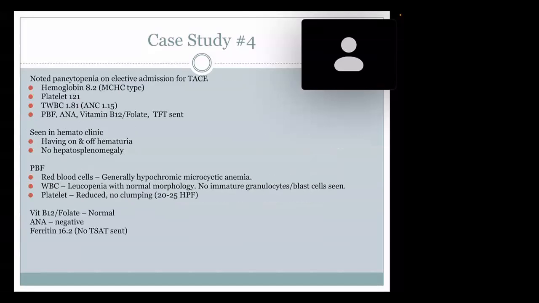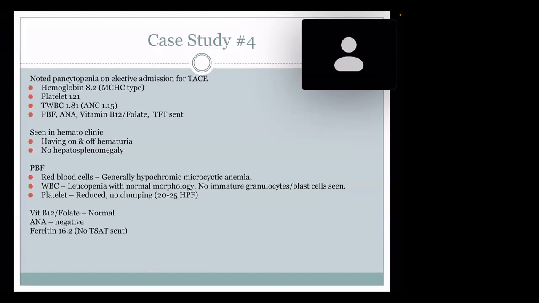On elective admission, we noted pancytopenia as well. Hemoglobin of 8.2 with microcytic hypochromic type. Platelet of 121, not that bad. White blood cell of 1.8 and ANC of 1.15. As usual, the PBF, infective screening, the nutritional panel was sent, as well as autoimmune screening. The vitamin B12 and folate were normal. Sorry, the iron study was low. TFT is normal. Autoimmune screening is normal as well.